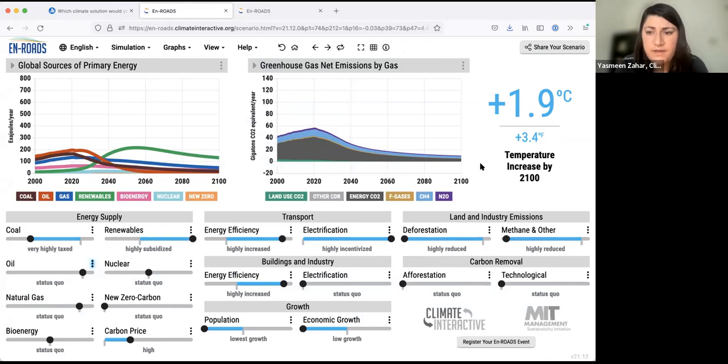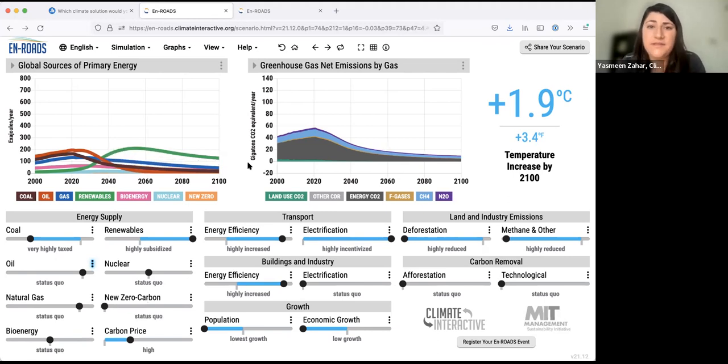So I saw that there were quite a few questions on new zero carbon and what exactly that means. When we talk about new zero carbon, that is a new source of energy that doesn't emit carbon. And so what happens when we invest heavily in that will highly depend on what solutions we've already implemented. And so when we implement a breakthrough in this scenario, we're not going to see as much of an impact. So I'll take a look at it in a baseline scenario.